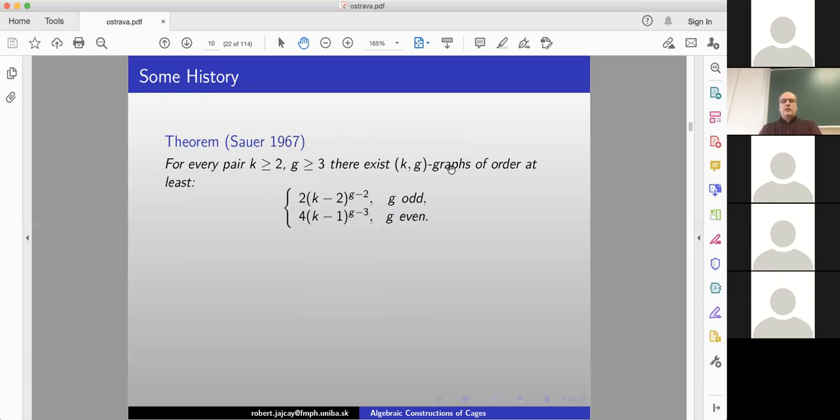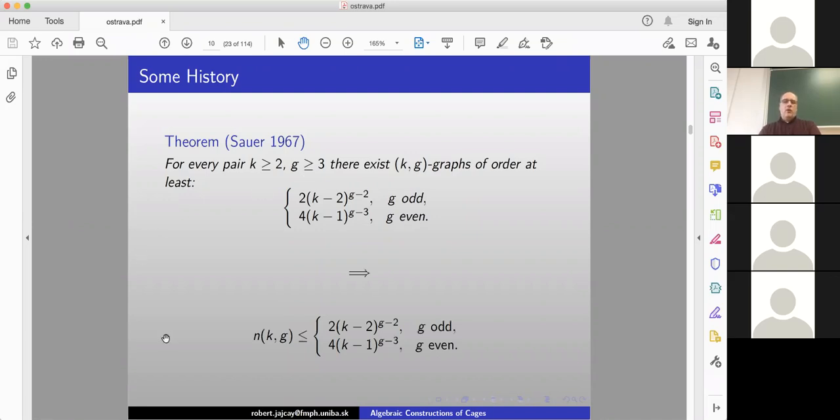And to give you an idea about the sizes of things, or orders of the graphs, here's a classical result by Sauer from 1967, who has proven that the order is bounded above, and the bound is multiplied by 4 when G is even rather than odd. Okay, so the important thing is these bounds tell you that we're talking large graphs. When K and G, especially when G is large, this is a large exponent, and we're talking about large graphs, which makes the problem hard in terms of searching.